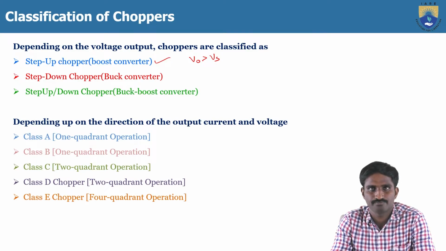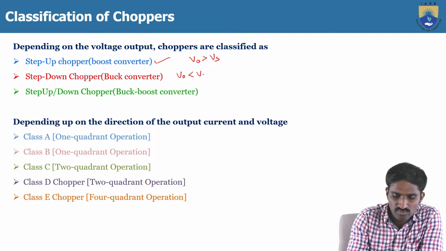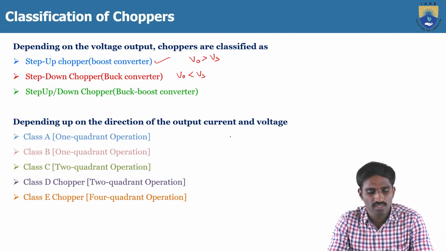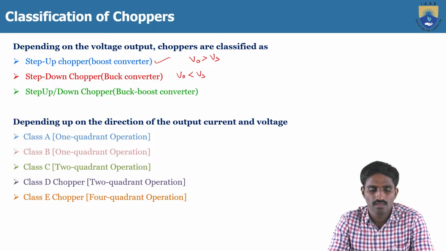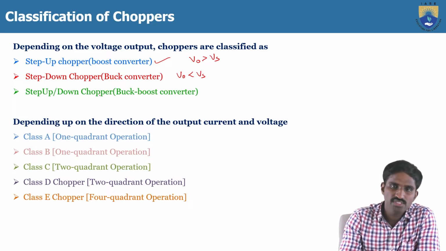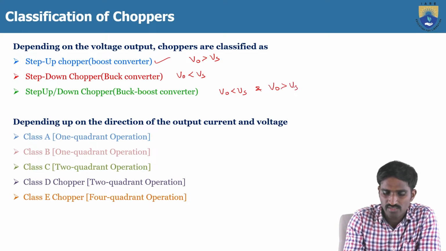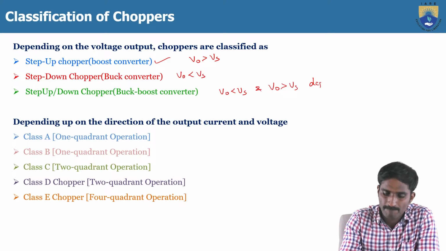or also called a boost converter. Then the second one is the step down converter, or we can also call it a buck converter, the reverse way. When the output voltage is always less than the input voltage for all values of the duty ratio, that type of converter is called a step down chopper or the buck converter. And the next one is the step up or step down chopper, also called a buck boost converter, which means by using this chopper you can get the output voltage less than the input voltage, and also greater than the input voltage, but that depends on the duty ratio.